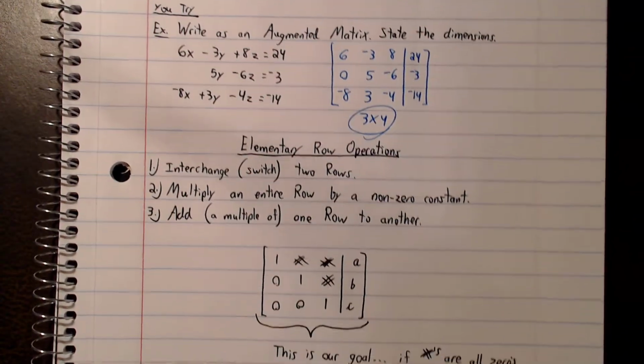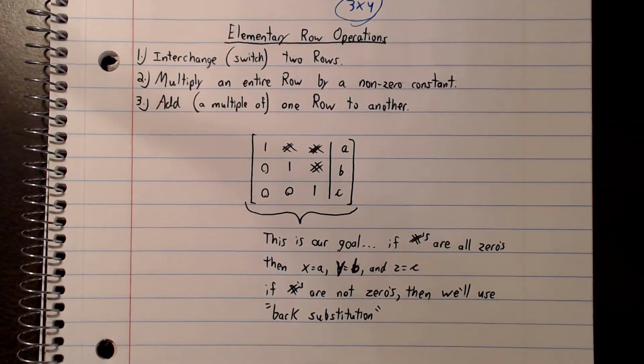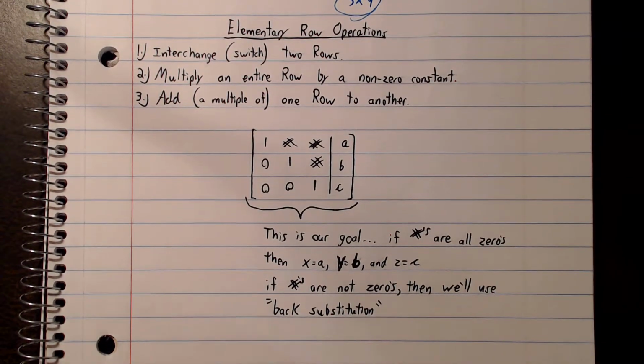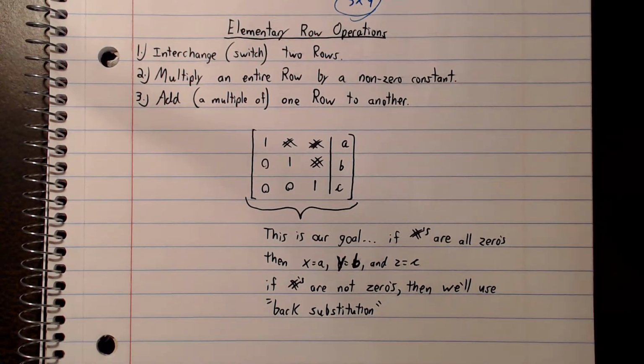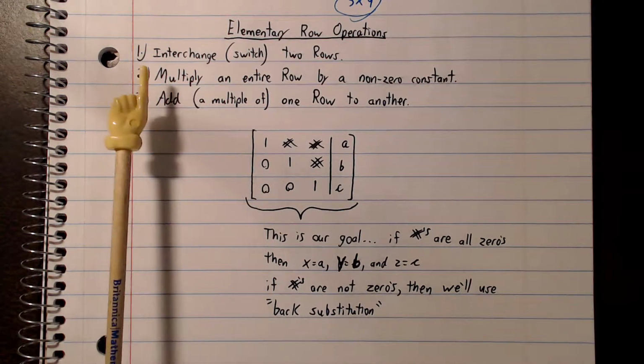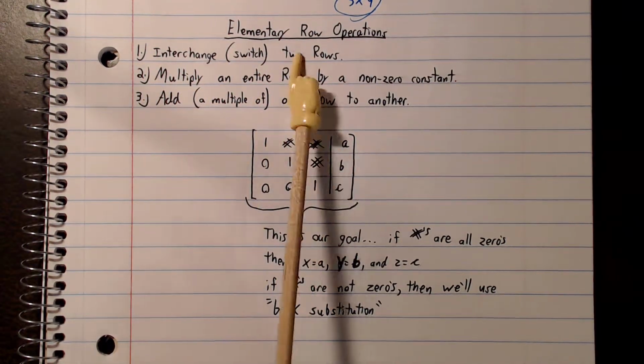What we're going to do now is start using what are called elementary row operations, because not only do we want to rewrite the systems, we want to be able to solve them. So pause the video, write these down, and then we'll discuss them. All right, so the first thing we can do is interchange, which is just switching two rows.